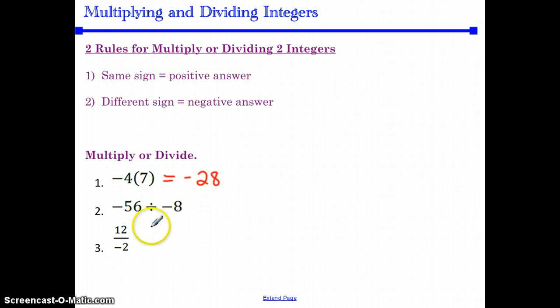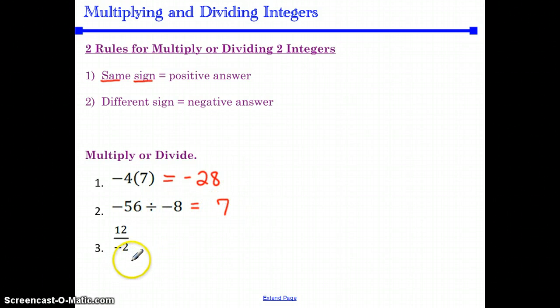On the other hand, in number 2, when we're taking negative 56 and dividing it by negative 8, that's a case where they have the same sign. They're both negative, so we get a positive answer. So 56 divided by 8 is 7, and because it was negative divided by negative, we get a positive.